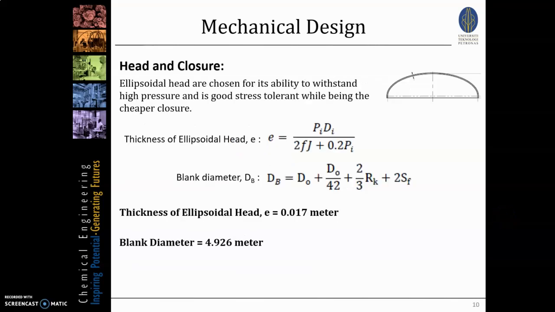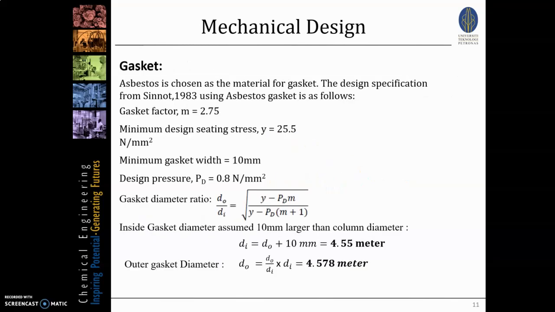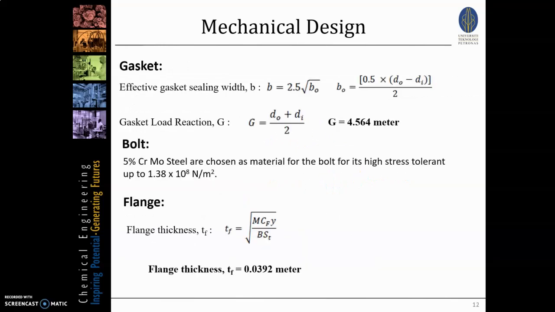For head enclosure, ellipsoidal head are chosen because of its ability to withstand high pressure and good stress tolerance. Its thickness is calculated to be 0.017 meter and diameter of 4.926 meter. For the gasket, asbestos is chosen for its material. The inside gasket diameter is calculated to be 4.55 meter and the outer gasket diameter is 4.578 meter. The gasket load reaction is calculated to be 4.564 meter.